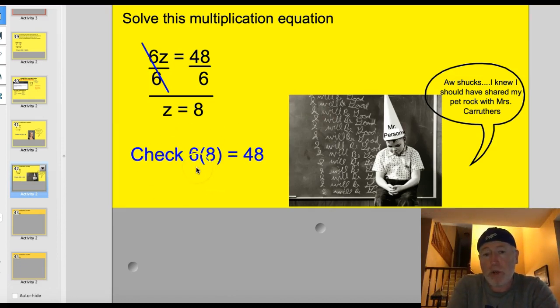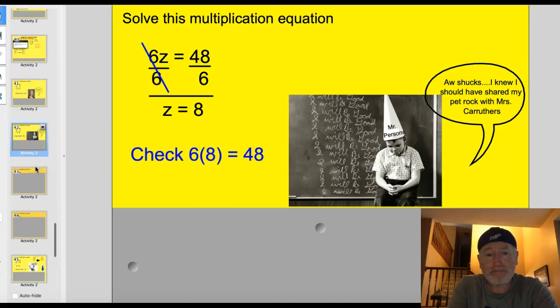You can always throw it in and check it too. 6z, well, z equals 8. 6 times 8 equals 48, and you're off to the races.